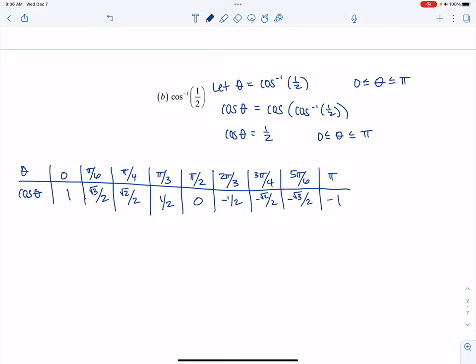What were we looking for? We were looking for where does cosine theta have a value of 1/2? And we see that happening right here. So cosine has a value of 1/2 at pi over 3. So theta equals pi over 3. So the value of cosine inverse of 1/2 is pi over 3.